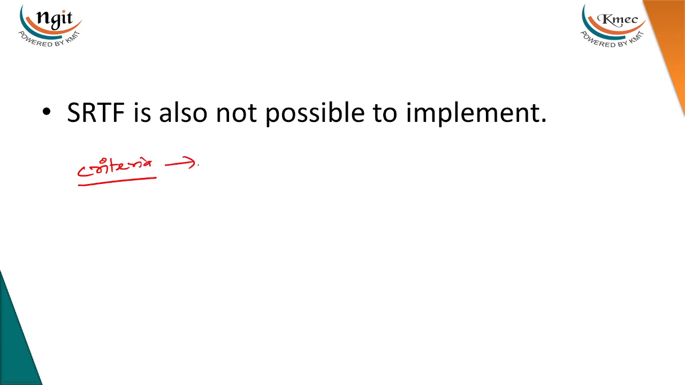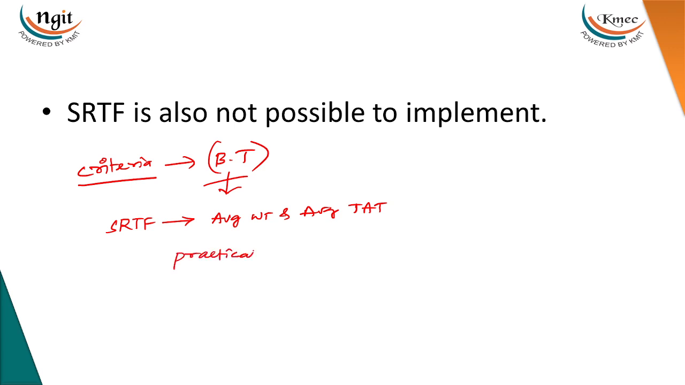The criteria is burst time, because we don't know exactly how much time the CPU burst execution will take. But if you compare, why are we still using the same reasoning as SJF? We take the average waiting time and average turnaround time, and compare it with practically possible algorithms, and whichever algorithm is nearest to the performance of SRTF, we'll consider that particular algorithm efficient.